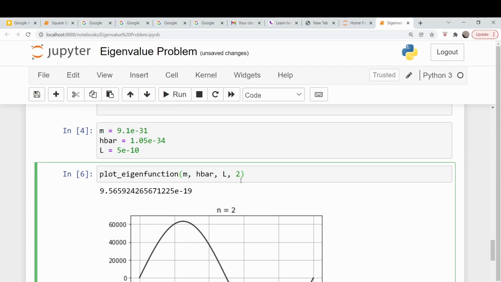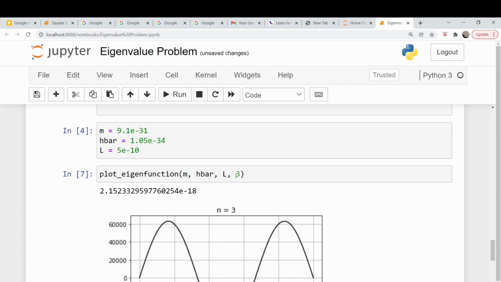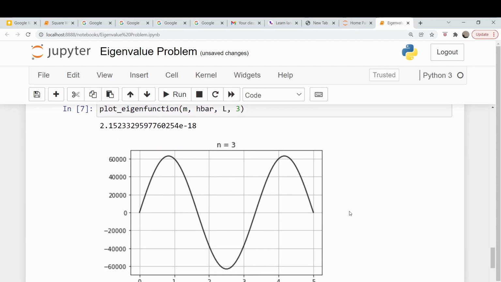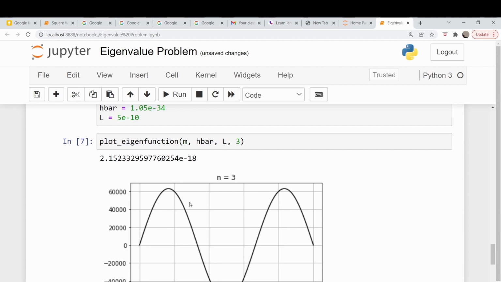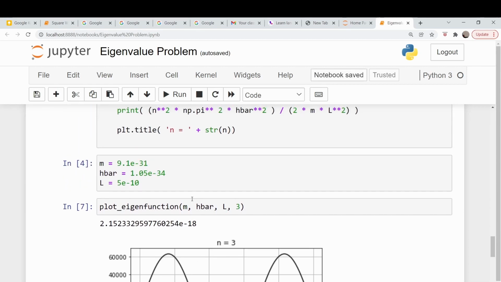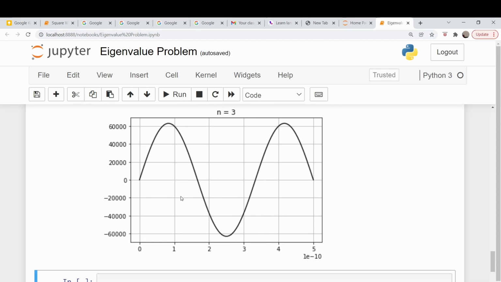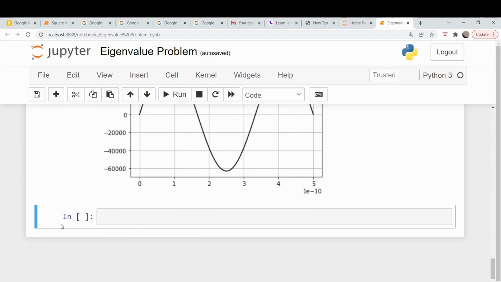Let's just do quantum number 3, so we're not here all day just counting these things. Now we're up to 2.2-ish times 10 to the minus 18, and we have more oscillations here. As you can see, as we go to higher and higher quantum numbers, we're going to get more and more oscillations of our wave function. So that's the analytical solution, and now let's work on how we might do the numerical solution.